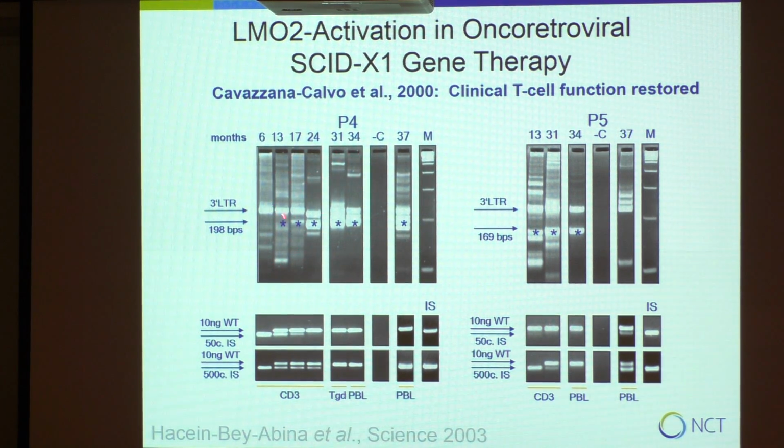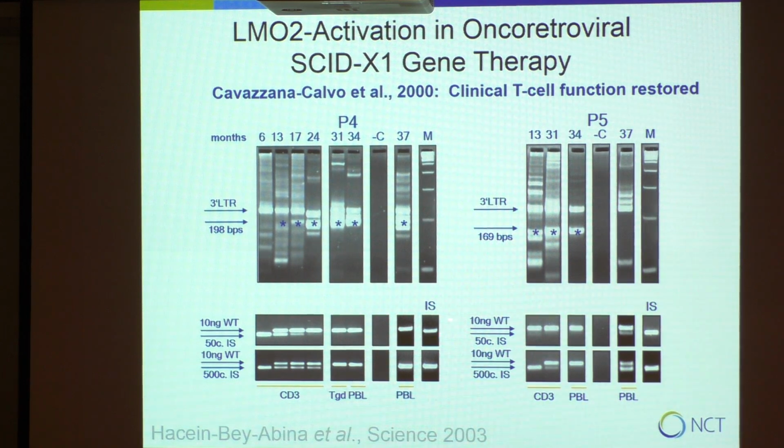Here are also the results of the integration site analysis for one patient and another patient. What you see here in the beginning, 6 months and 13 months after treatment, is a very polyclonal situation, which then, starting with 24 months, became more and more monoclonal. And then 2.5 years after treatment, a tumor was determined. It was T-ALL, acute lymphoid leukemia, in this patient, and also in the other patient.